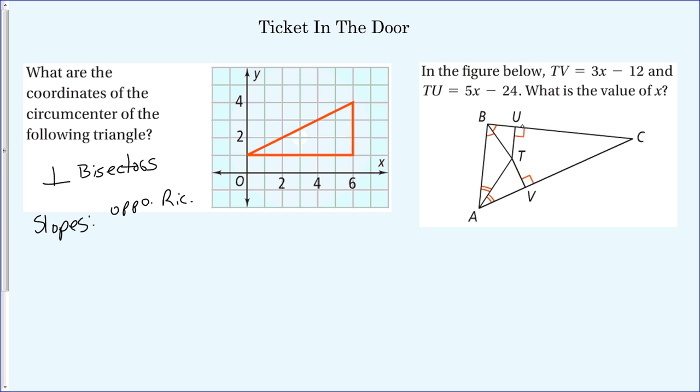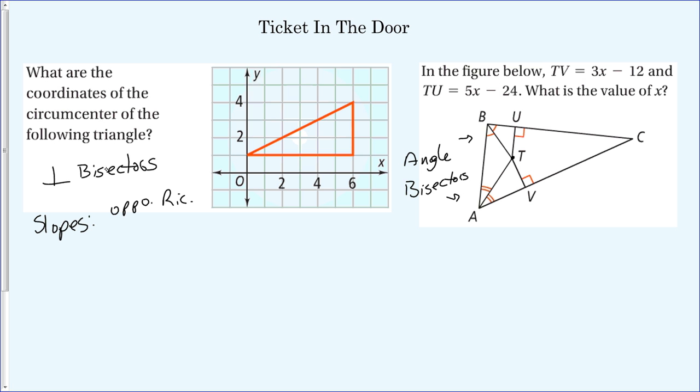And then here in the figure below, TV is 3x minus 12, TU is 5x minus 24. What is the value of x? Well, if you notice, BT and AT are the angle bisectors. Remember, for angle bisectors, the distance to each side is the same length.